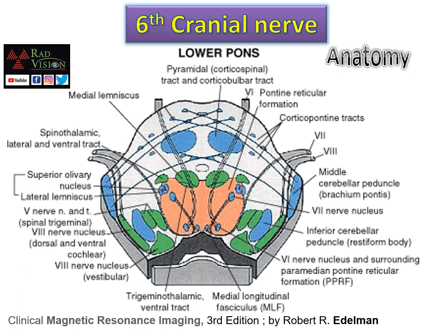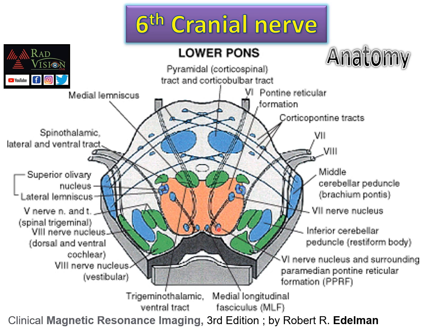So this is basic anatomy I have taken from Edelman MRI 3rd edition. The 6th cranial nerve nuclei lies adjacent to the floor of the 4th ventricle. The 7th nerve takes a turn and courses posteriorly and further goes laterally.